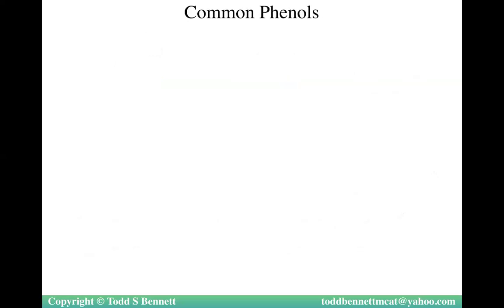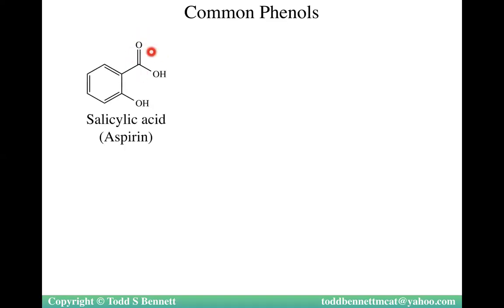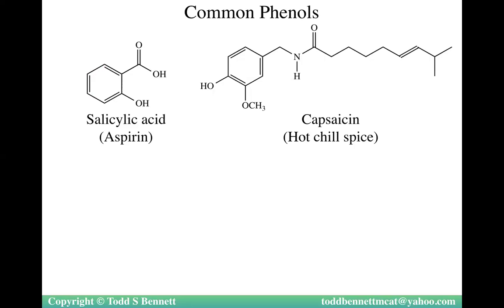organic chemistry and biology. Common phenols: salicylic acid, aspirin, has a carboxylic acid functional group, but it also has a benzene ring with an OH, making that a phenol. Capsaicin, the really hot spice that we try to get rid of. And so here's a fun fact for you.